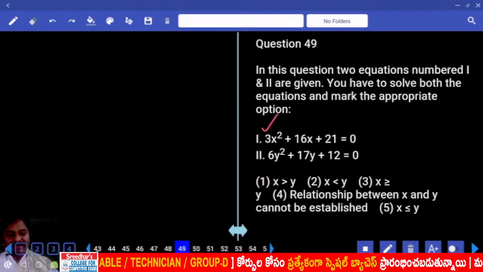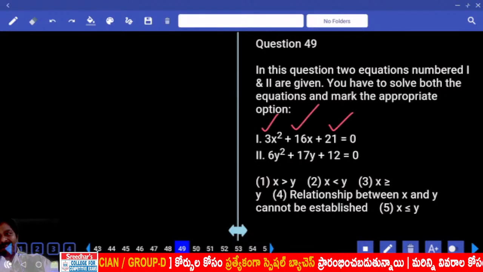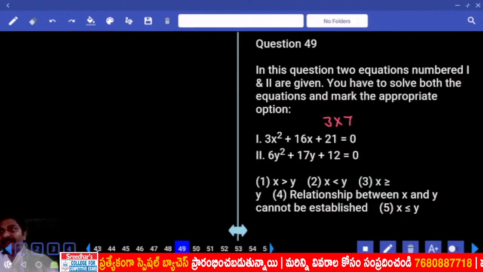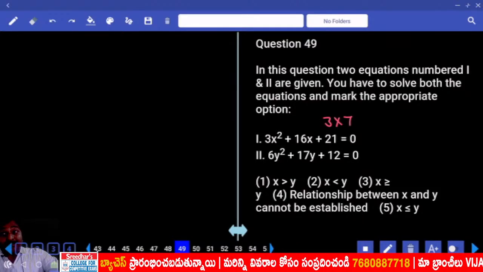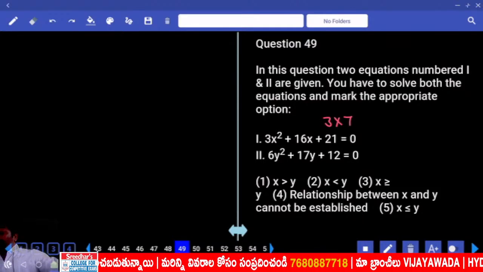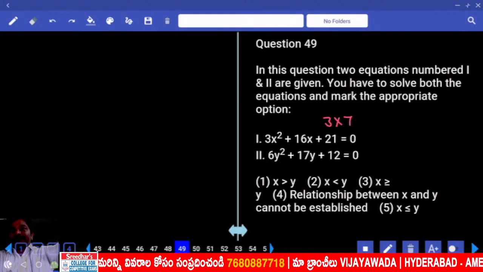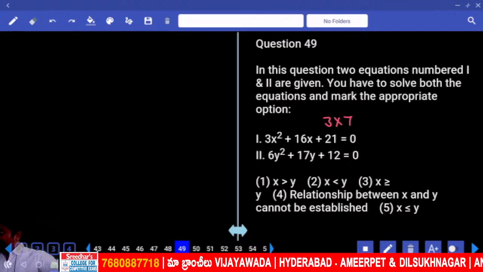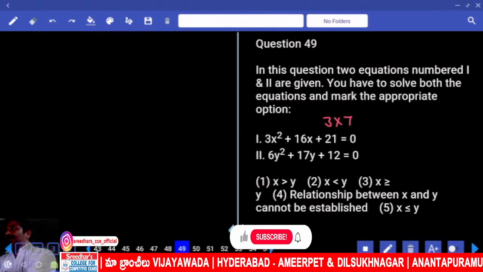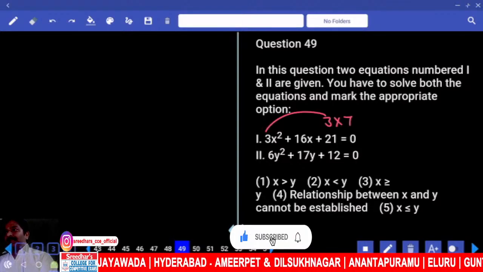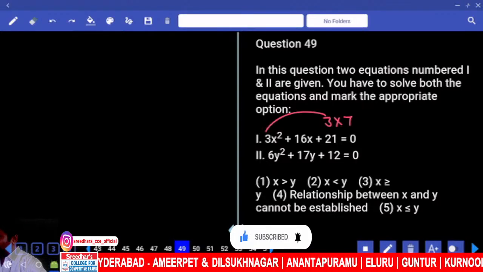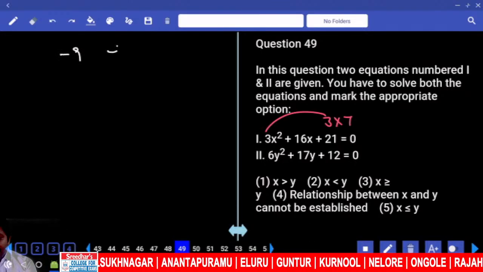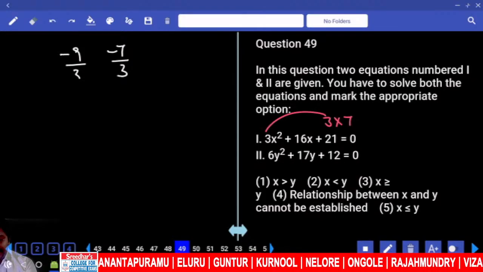You have a 3 multiple here, a 3 multiple here, but the sum is not a 3 multiple. So this 21 can be written as 3 into 7. If your sum is a 3 multiple, both of your numbers must be 3 multiples. Because our sum is not a 3 multiple, all the 3 multiples should come in one number. 3 into 3, 9. And the other number, 7. You got it? 9 plus 7, 16. Condition satisfied. Minus 9, minus 7 by 3. Next.